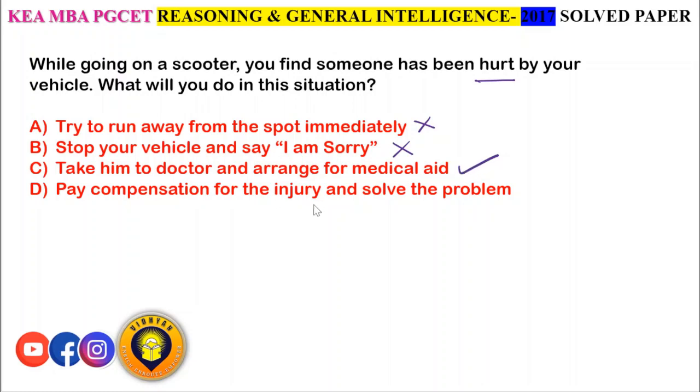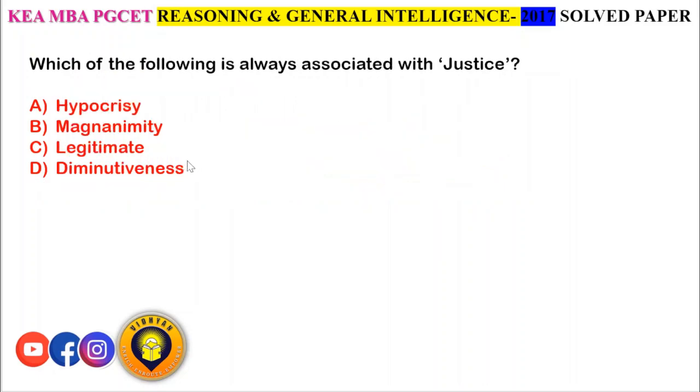Pay compensation for the injury and solve the problem there itself. No, this is not the right way. You should treat him, because you made him hurt. So the best thing is to take him to the doctor and arrange for medical aid, so that will help the person. So C is the answer. Which one of the following is always associated with justice? Justice is related to legal things, and it is closely related to legitimate. So option C is the answer.